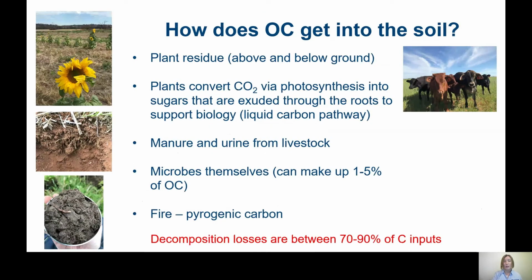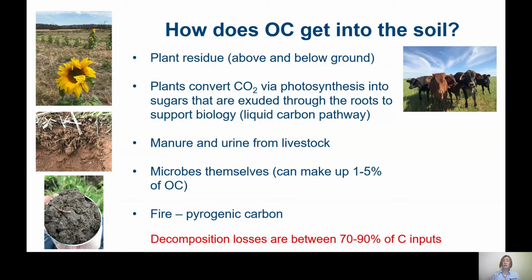How do we get carbon into the soil? So really it's about the plant residue that we grow above, so the shoots and the roots below ground. These will form into carbon inputs that can go in. We also have sugars or carbon sources that happen via photosynthesis. So we get carbon dioxide from the atmosphere.